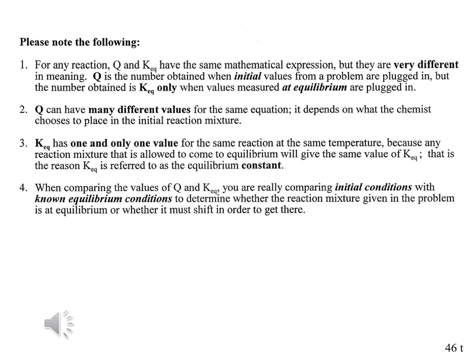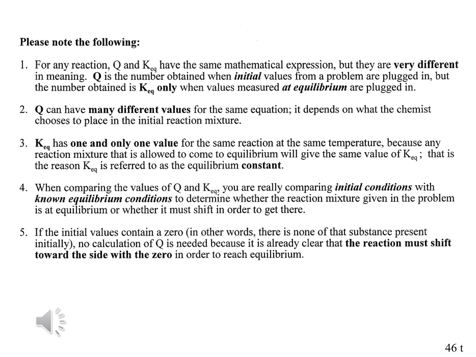So what you're really doing is comparing the initial to the equilibrium when you compare Q and K. And that is what tells you which direction the reaction shifts. There could be one problem with calculating a Q if there happens to be a 0 for the initial concentration on the left of the equation, because then if you try to put the reactants on the bottom, you would have to divide by 0, which you can't do.